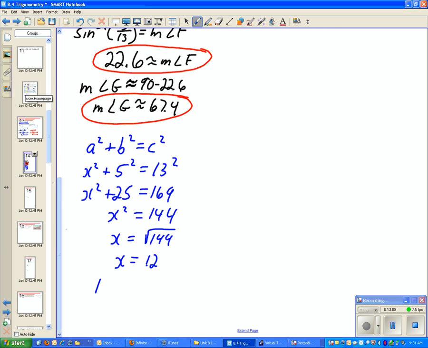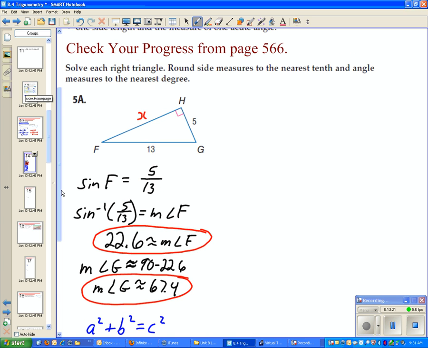So the length of FH is 12, and we've now completely solved this right triangle. Now, how do I know we've solved it? Because we now know the length of all three sides, and we know the measure of all three angles. So we've solved it. There's nothing left as an unknown.